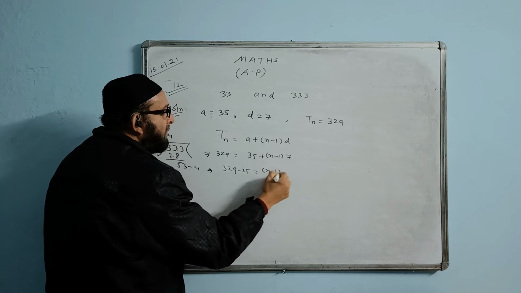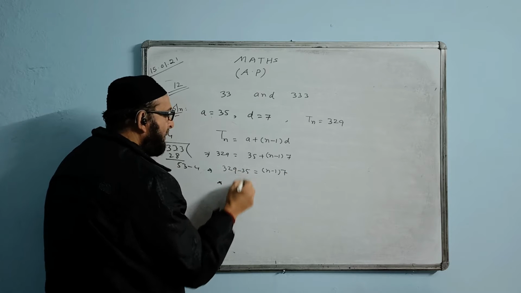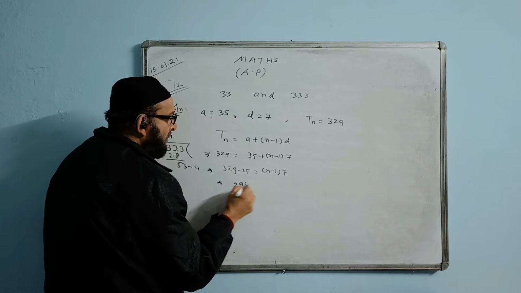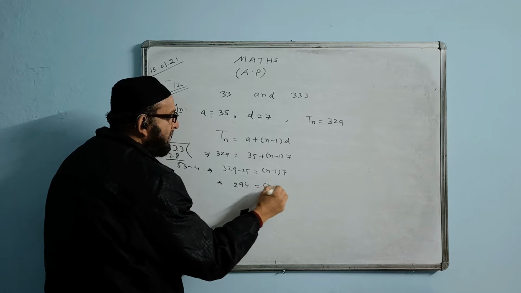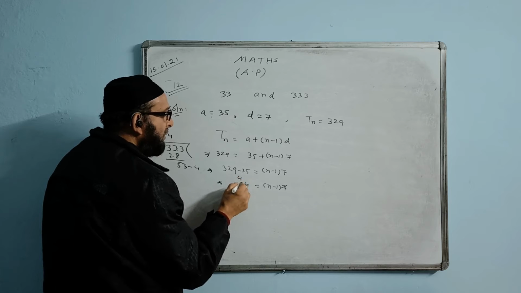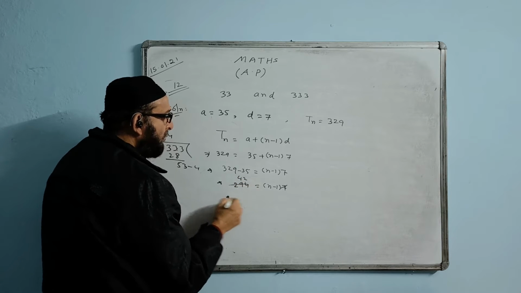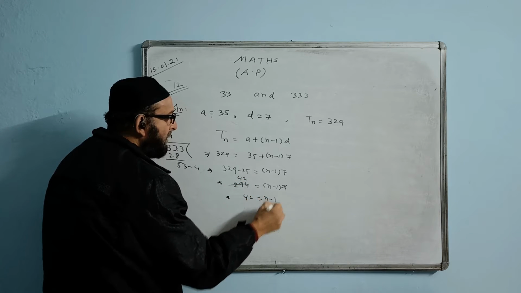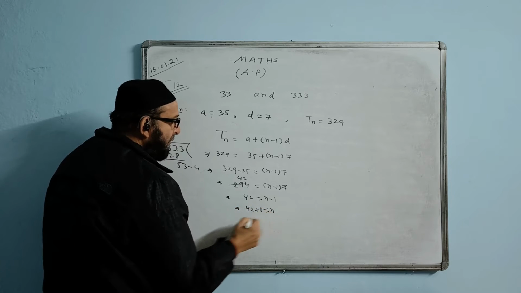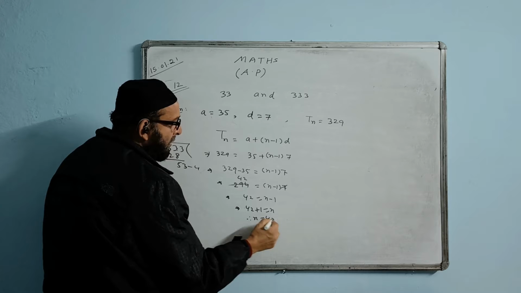329 is equal to 35 plus (n minus 1) into 7. Subtract: 294 is (n minus 1) into 7. With 7 it will cancel surely. 7 fours are 28, 7 twos are 14, so you get 42 is equal to n minus 1. Minus 1 will come to this side: 42 plus 1 is the value of n. Therefore, the n value is 43.